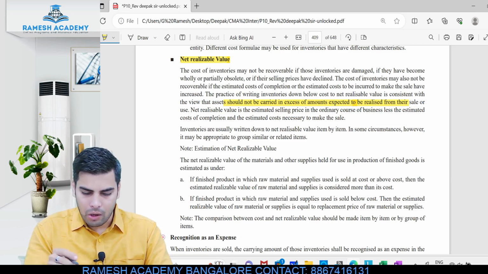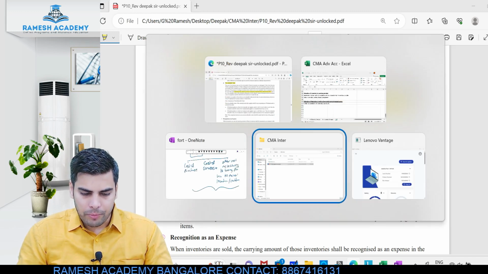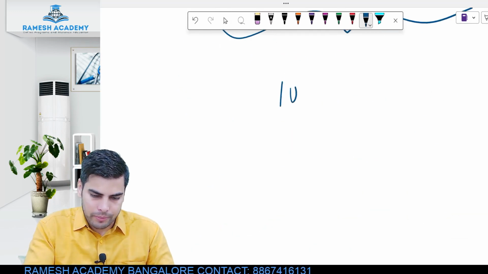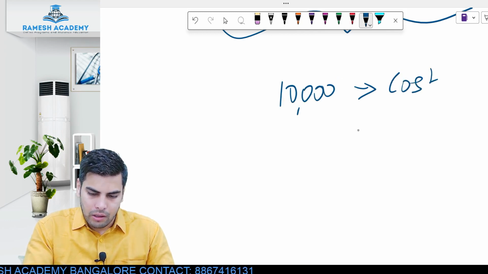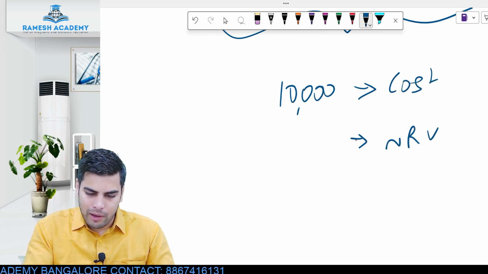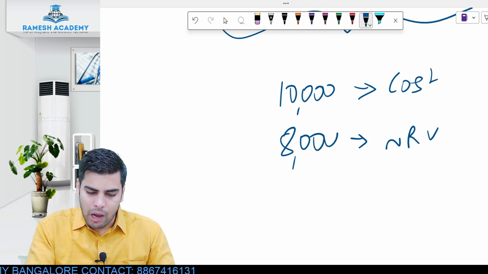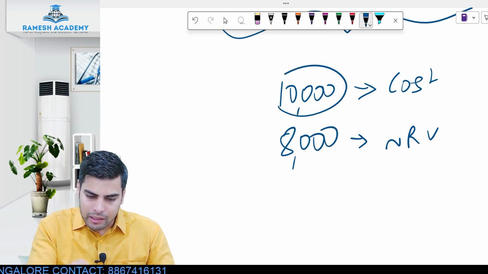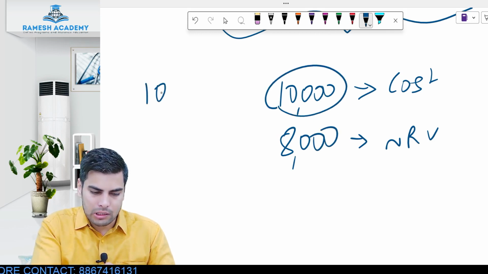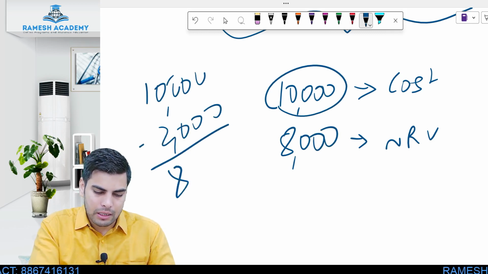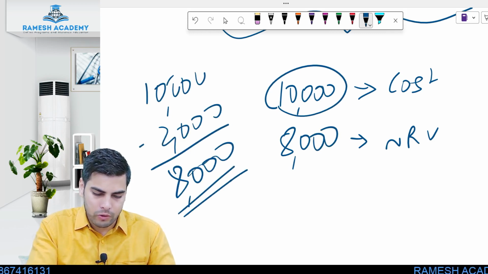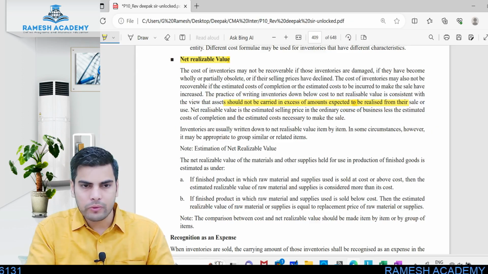Now let us say the cost of a particular product is 10,000. This is the cost. And then we have net realizable value as 8,000. Now I'll be writing down this particular cost. Cost is 10,000, I'll be showing this reduction of 2,000 and I'll be recognizing the inventory at 8,000 rupees. That is the point which they have explained.